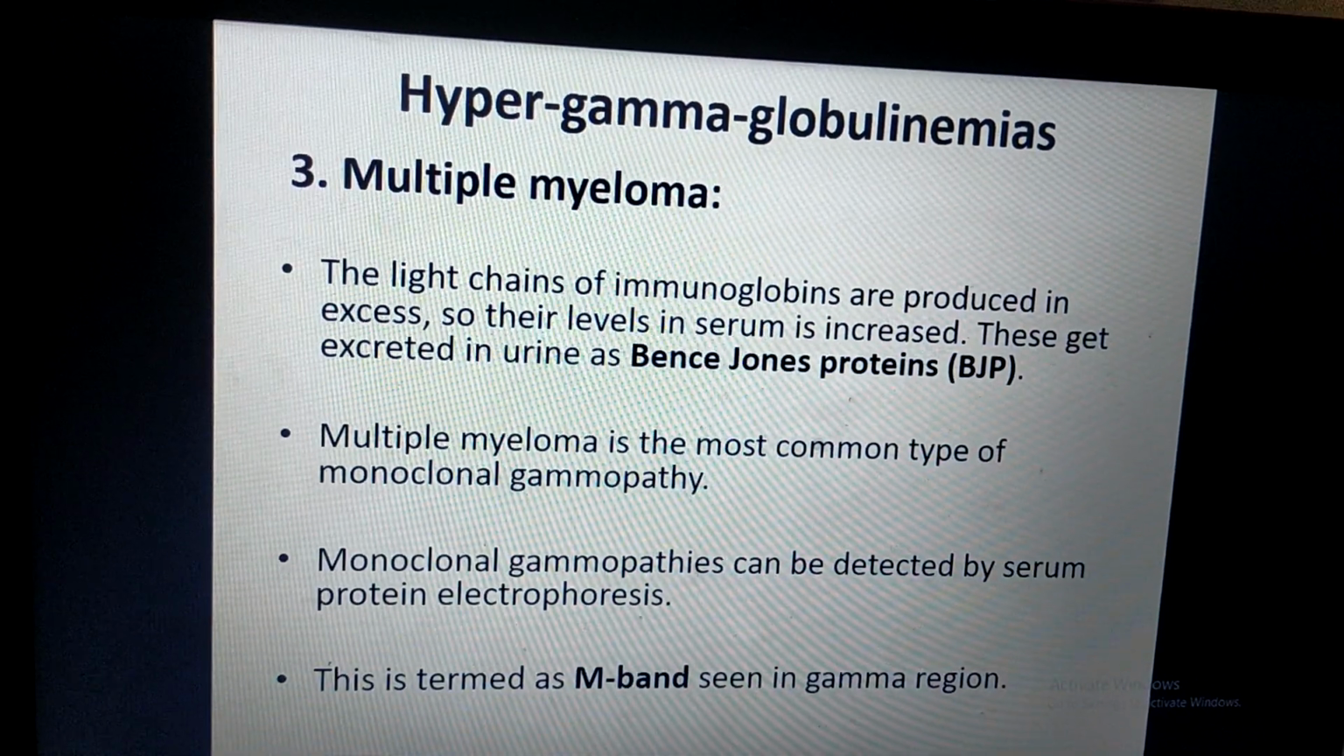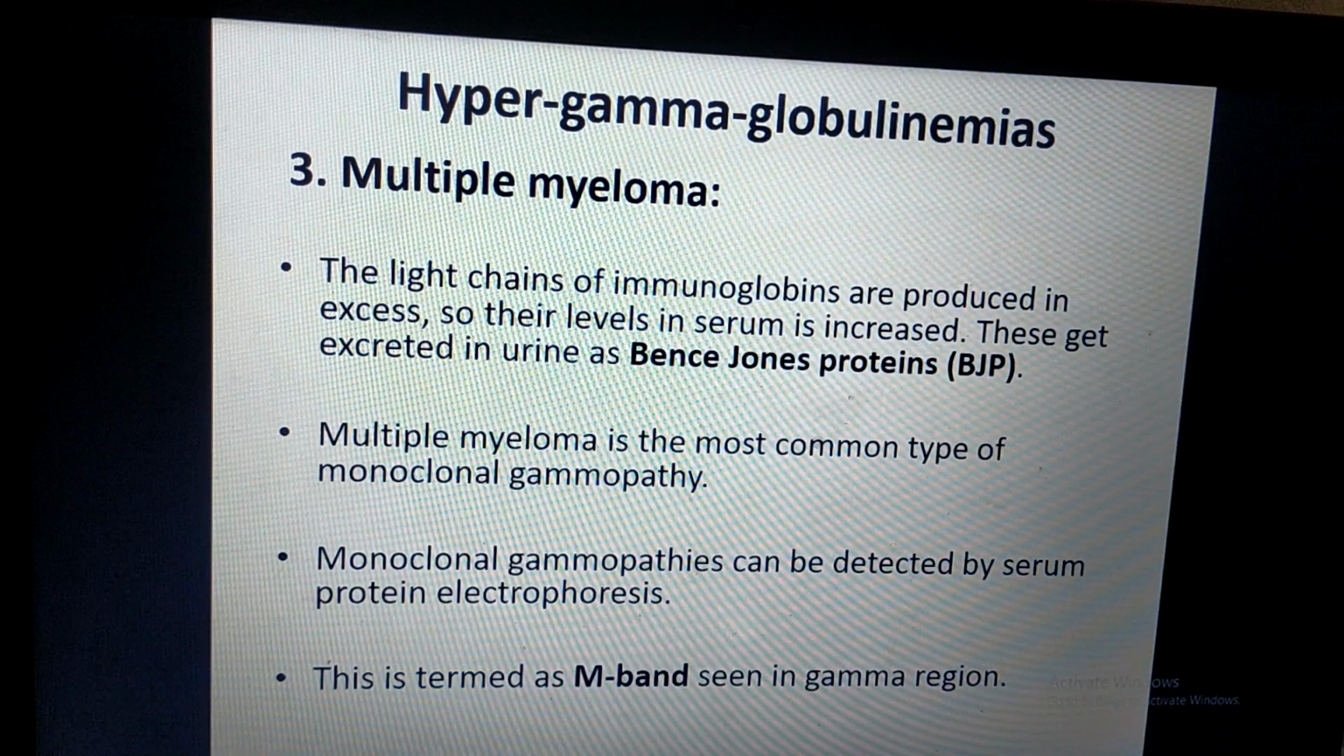Next common cause of hypergammaglobulinemia is multiple myeloma. All of us know that our immunoglobulins are made up of 2 heavy chains and 2 light chains. In multiple myeloma, the synthesis of the light chain increases abnormally, and these light chains get filtered through the glomerulus and excreted into the urine, and they are called Bence-Jones proteins.